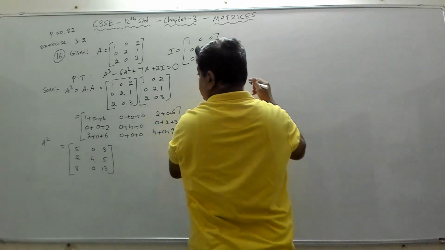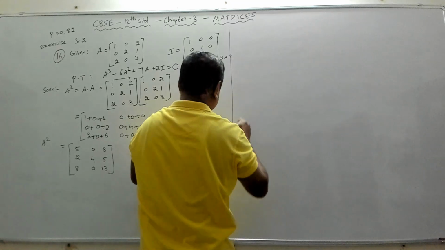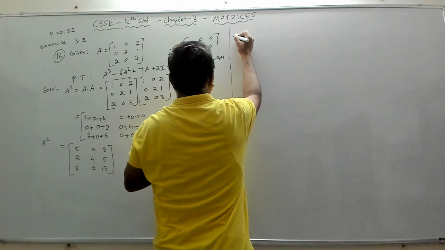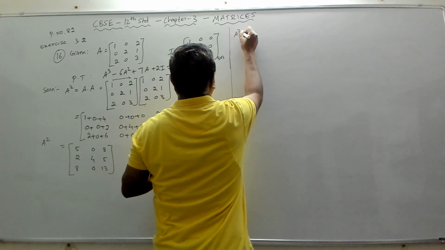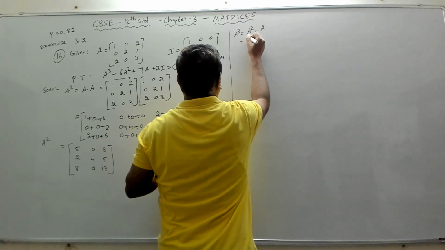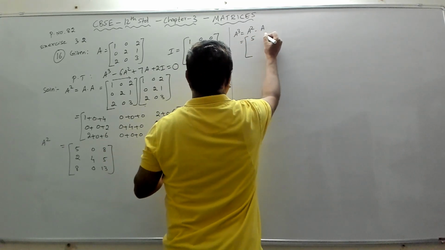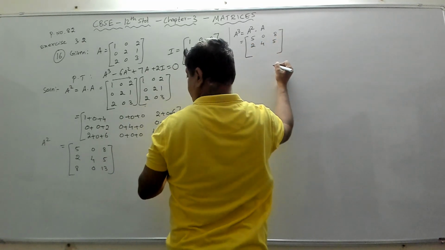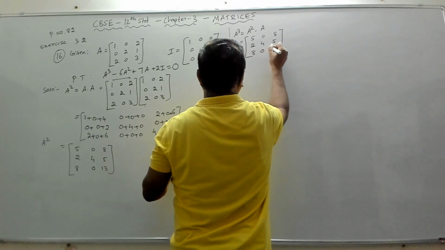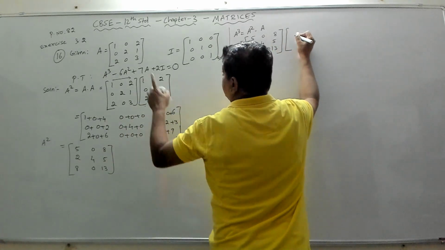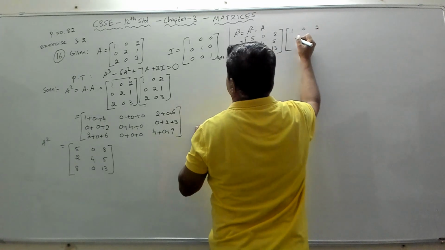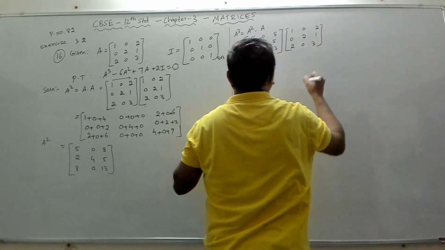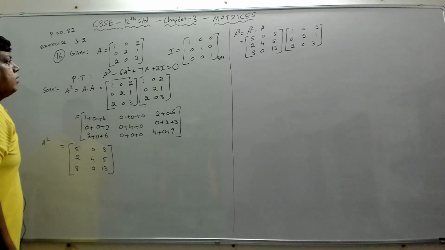So our matrix A cube, fine. Our A cube is A square into A, and our A square matrix is this: 5, 0, 8, 2, 4, 5, 8, 0, 13. Then A square into A. A is 1, 0, 2, 0, 2, 1, 2, 0, 3, right? So we'll multiply now.